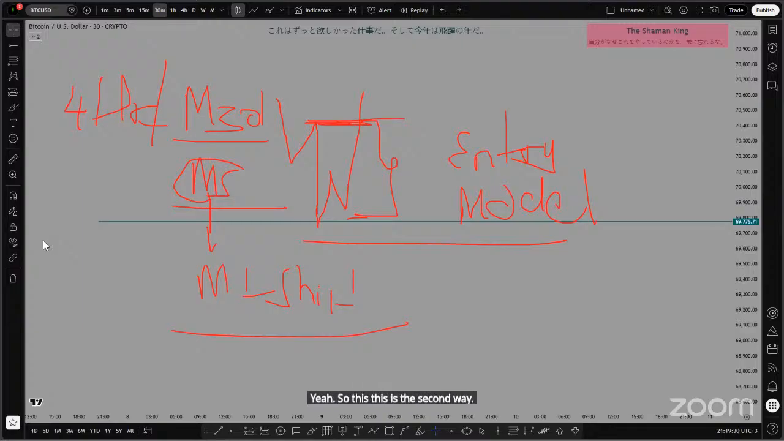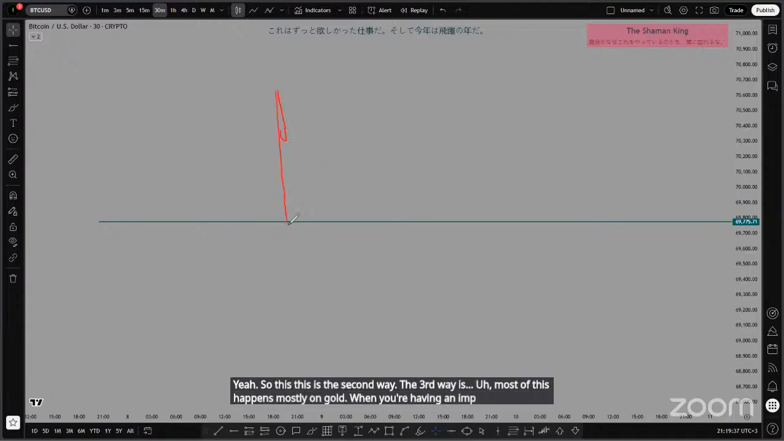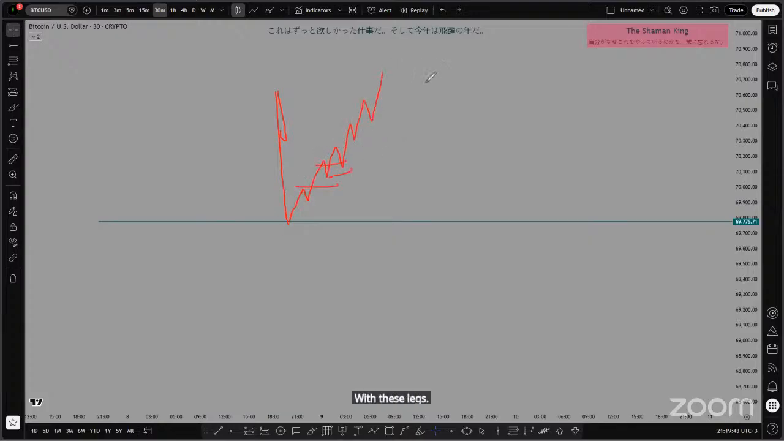The third way happens mostly on gold when you're having an impulse and then you're supposed to be correcting, meaning you'll not be getting a shift. You'll be working with a leg, with these legs. So this is how I look at it. Simple and easy.